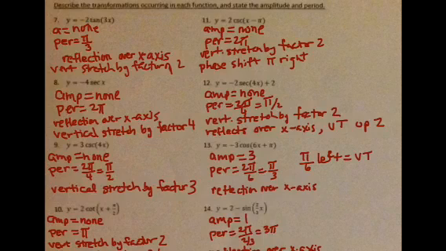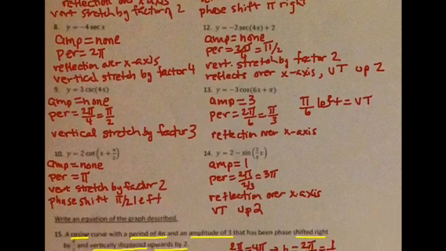Okay, number 8. It's a secant, so that's why the amplitude is none. Period is 2 pi because it's 2 pi over 1. Reflection over the x-axis because of that negative. Vertical stretch by a factor of 4. Number 9. Amplitude is none because it's a cosecant. Period is 2 pi over 4, so you get pi over 2. And vertical stretch by a factor of 3.